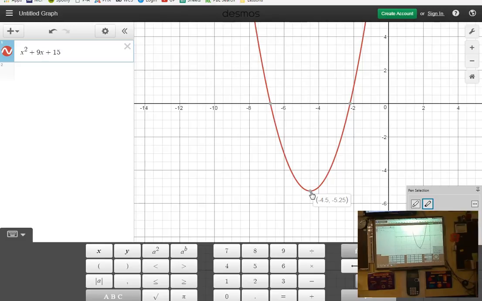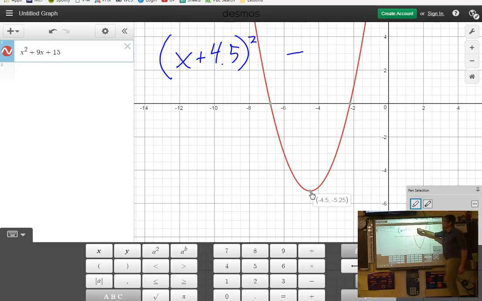So what Brian's talking through, if somebody's not picking up what we're putting down, is if our left side then was written as the binomial squared, it would be x plus 4.5 squared equal to the positive 5.25 on the right side. But if I make it quadratic, I have to subtract that from both sides. So that would actually be minus 5.25 to make it quadratic.